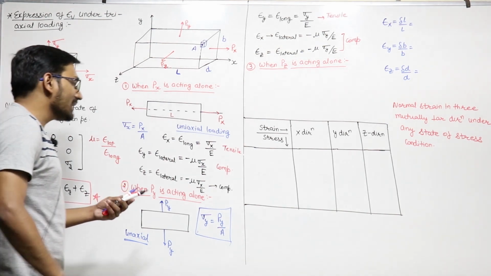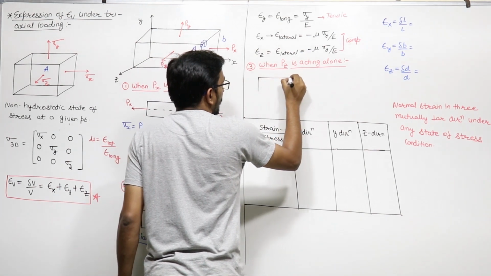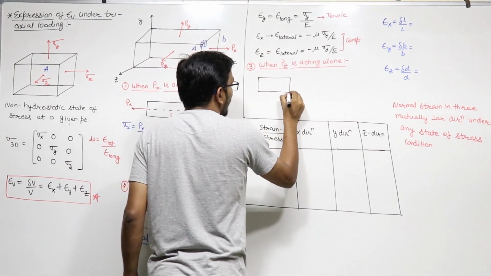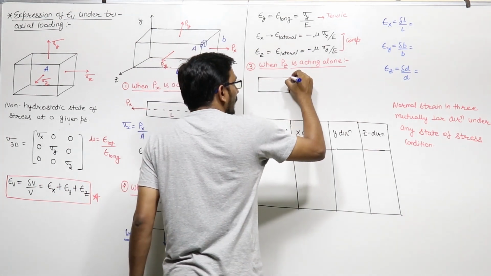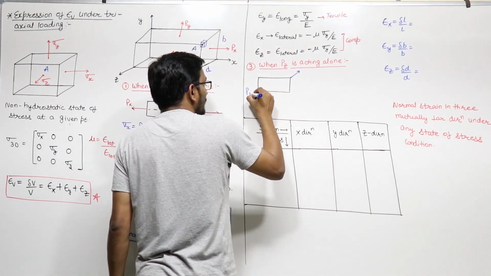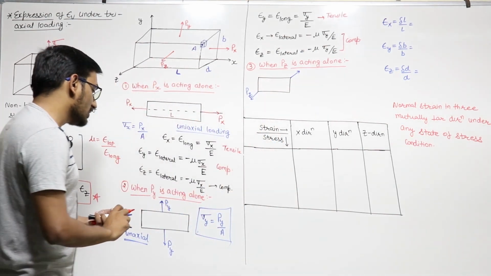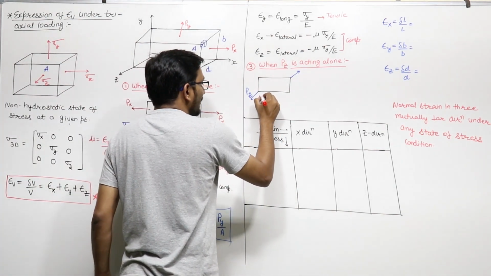The third one is when Pz is acting alone. Suppose this is the case, this is the member. When Pz is acting alone in this plane, this is Pz. Pz is acting alone, so this is also a kind of uniaxial state.